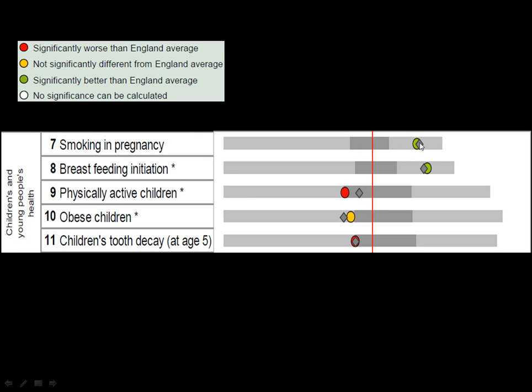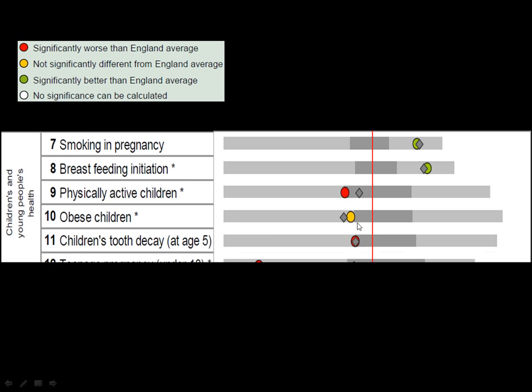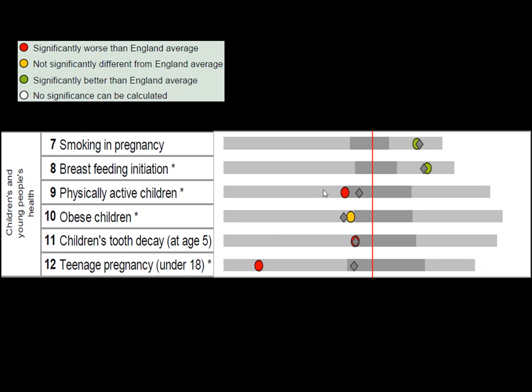In terms of factors like smoking and pregnancy, again, Lewisham is doing better for breastfeeding, but there is concern that it's significantly worse than the rest of England for physical activity, and almost significantly worse for childhood obesity, also significantly worse for childhood tooth decay. I just wonder how some of these numbers are skewed by the fact that it has vastly significantly worse rates of teenage pregnancy.